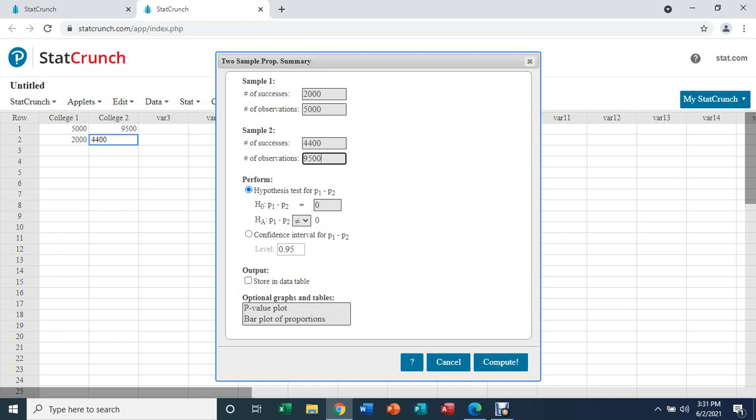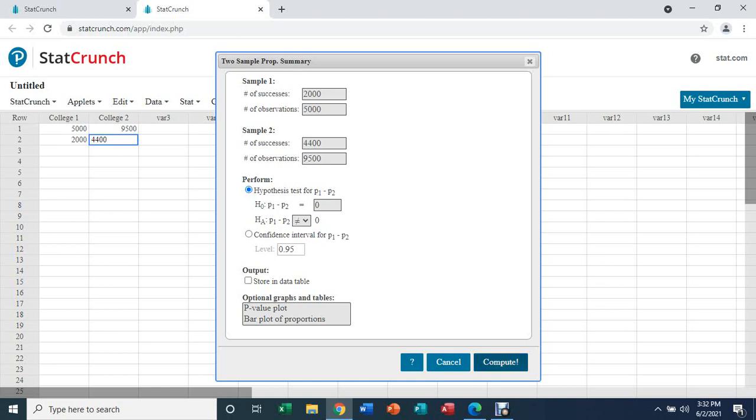The hypothesis by default in StatCrunch is P1 minus P2 equals 0. That's the same thing as P1 equals P2. And P1 minus P2 not equal to, less than, or greater than 0 is the alternative hypothesis, depending on the question. So I'm just going to check if there is a significant difference between college 1 and college 2 using a significance level alpha equal to 0.05.